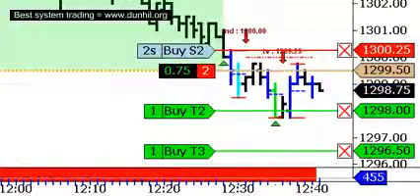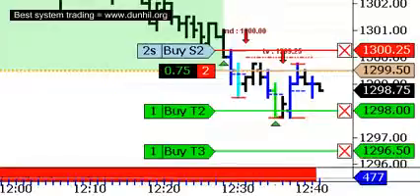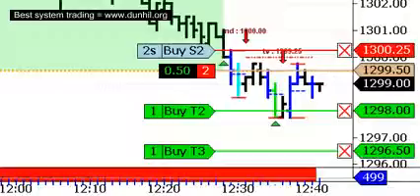Okay, we have just entered a trade here at 1299.50. As you can see, the market has already dropped 3 ticks in our favor, and we have been filled on one half of our position.